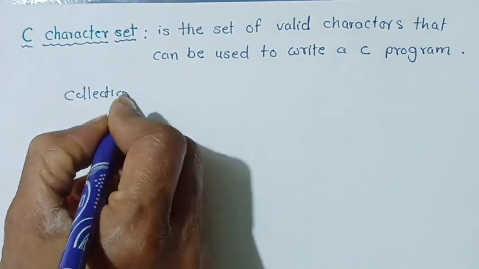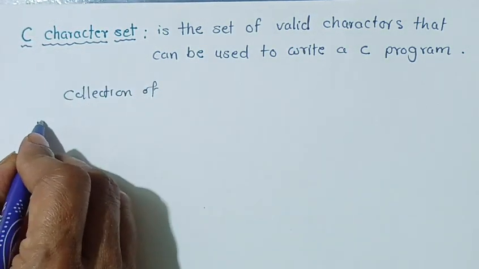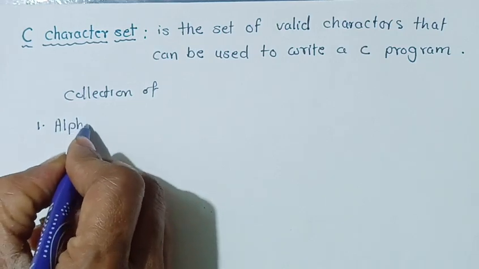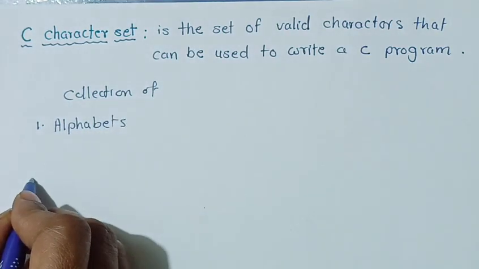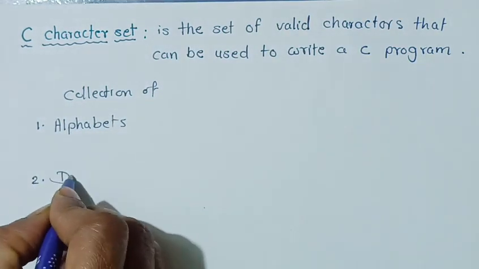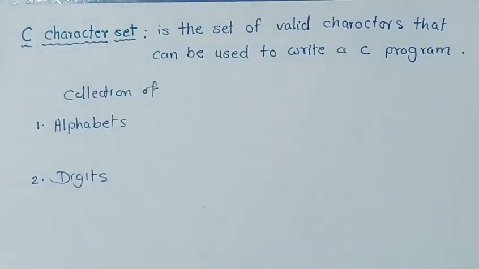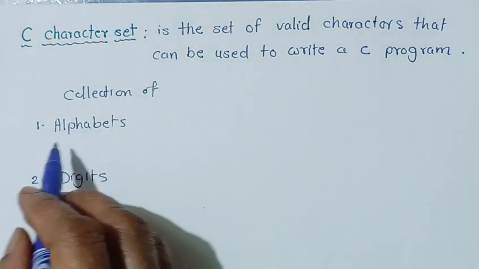It is also called a collection of alphabets, digits, special symbols and white spaces. So one by one we will explain here.